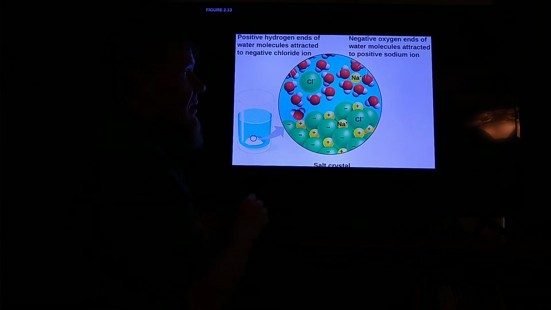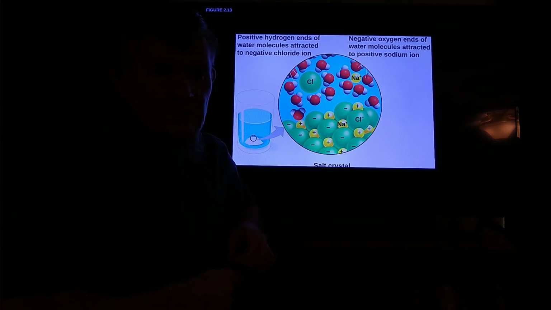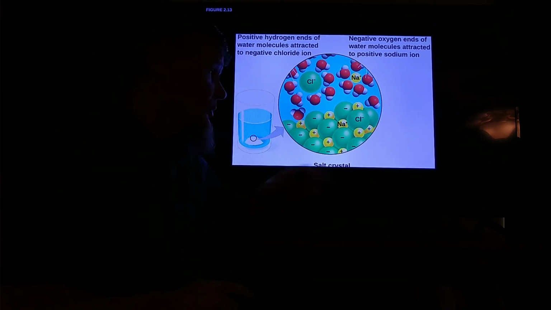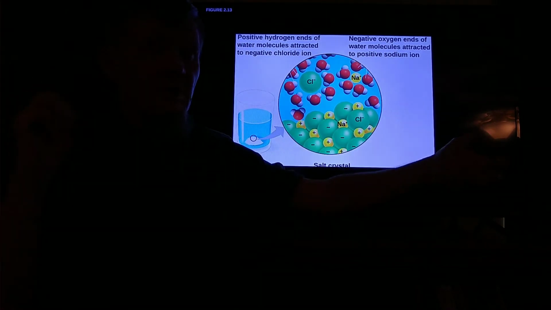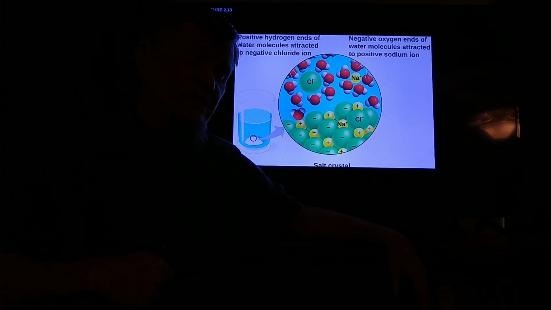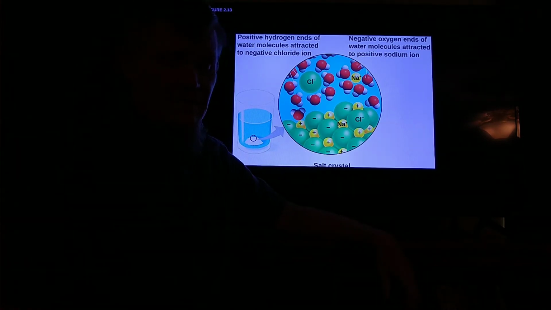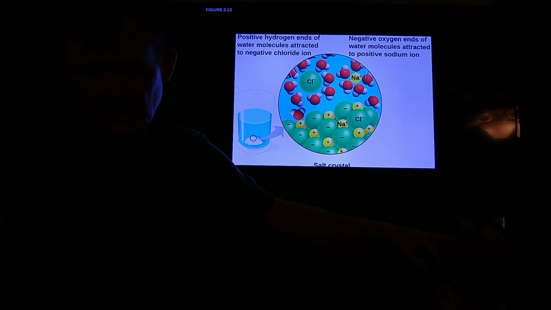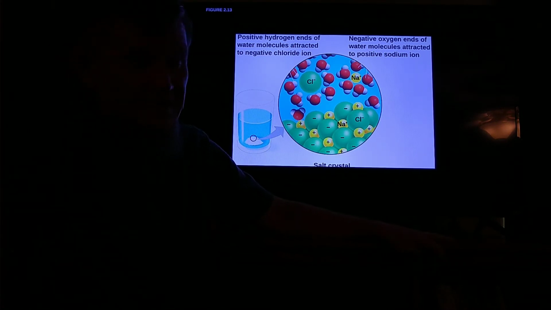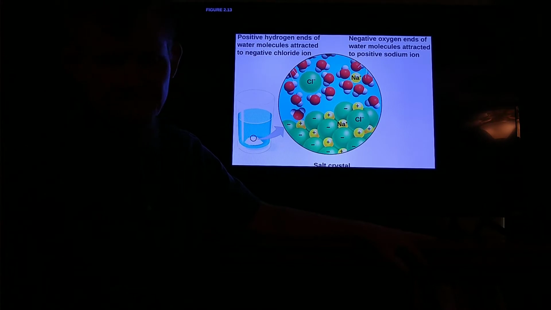The power of water, the amazing power of water, is that it is able to rip these bonds apart. It's able to separate the sodium from the chlorine. It's able to pull them apart. And water does that with a lot of stuff, actually. It's able to separate a lot of things. Anything that it dissolves is going to pull apart.